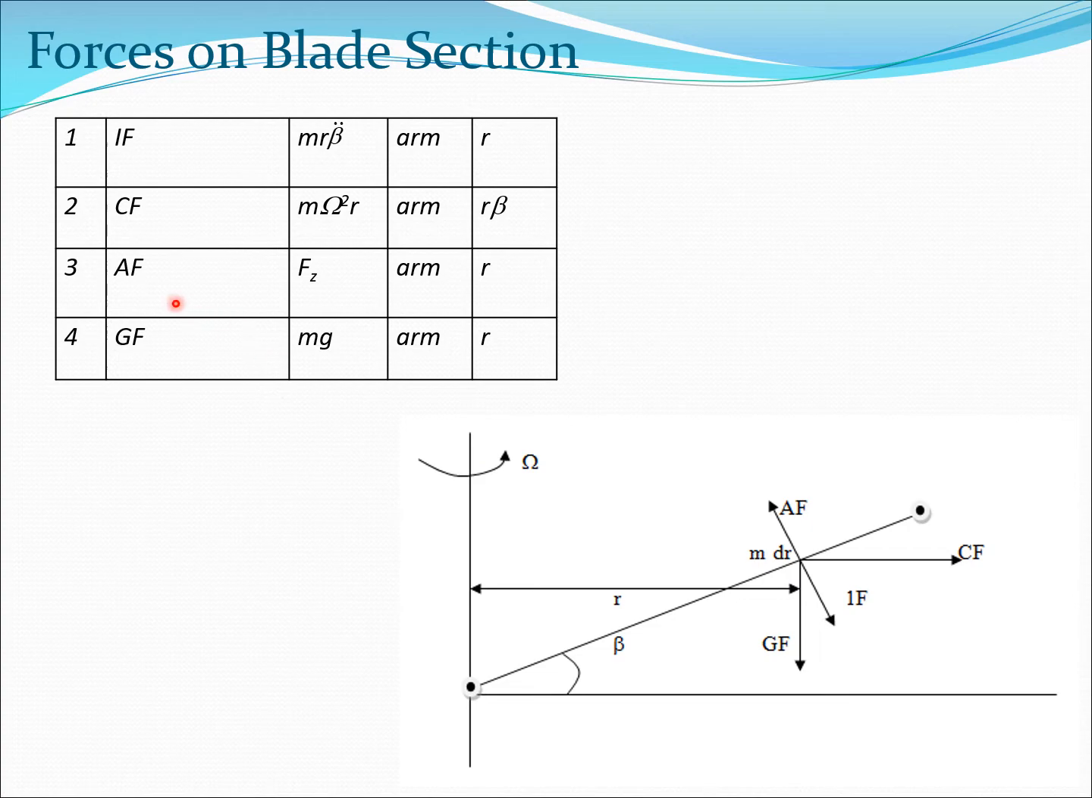Then the aerodynamic force is Fz, that's in the vertical direction, because again it's a rotating blade, and so the lift is going to act primarily vertically. The moment arm is r here, and then finally we have the gravity force acting downward. This is mg. So again, you all know that gravity is mg, and the moment arm is given by small r here.